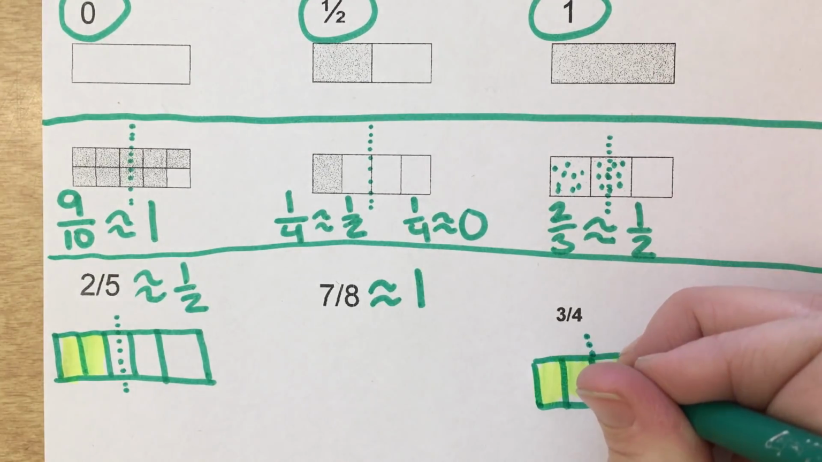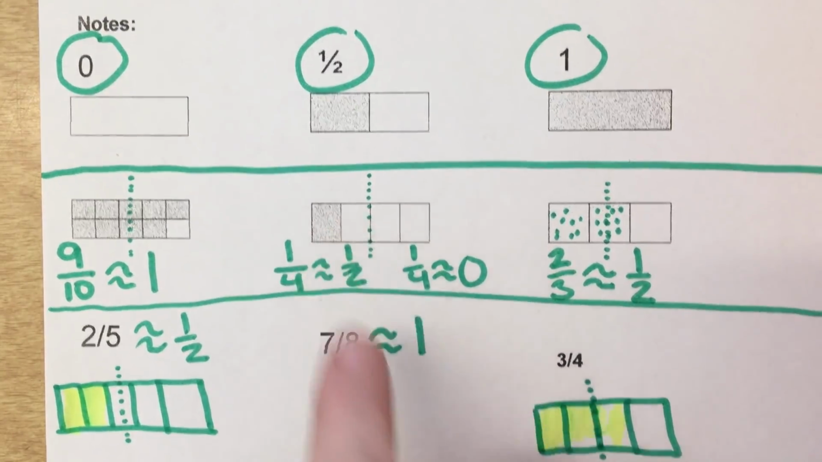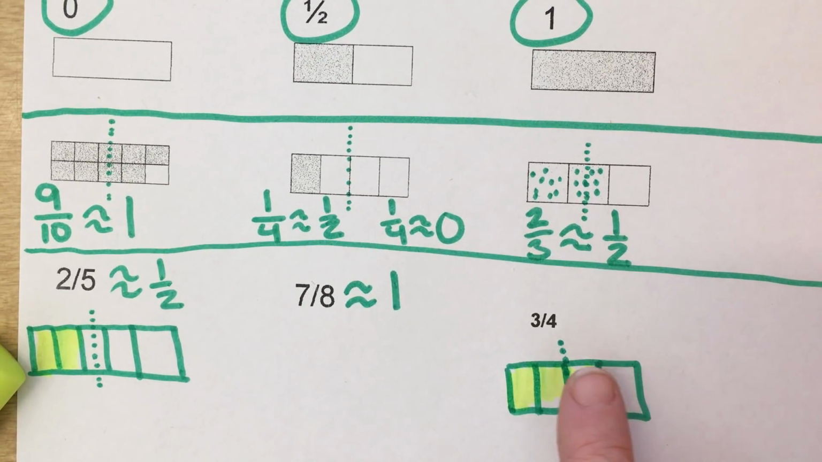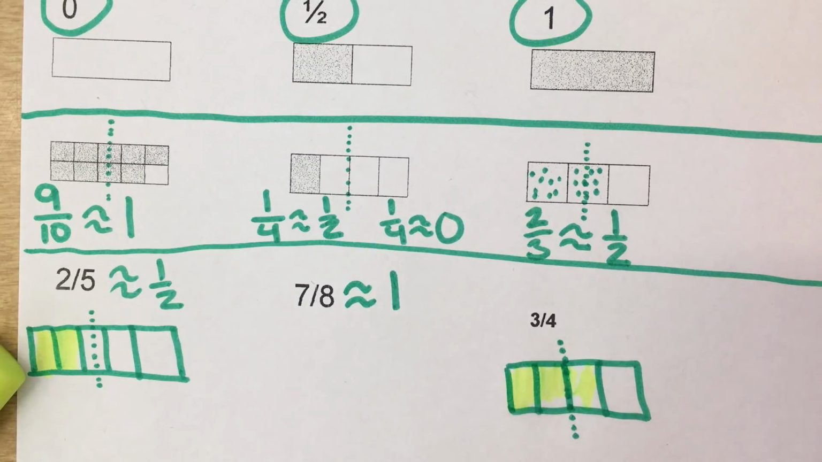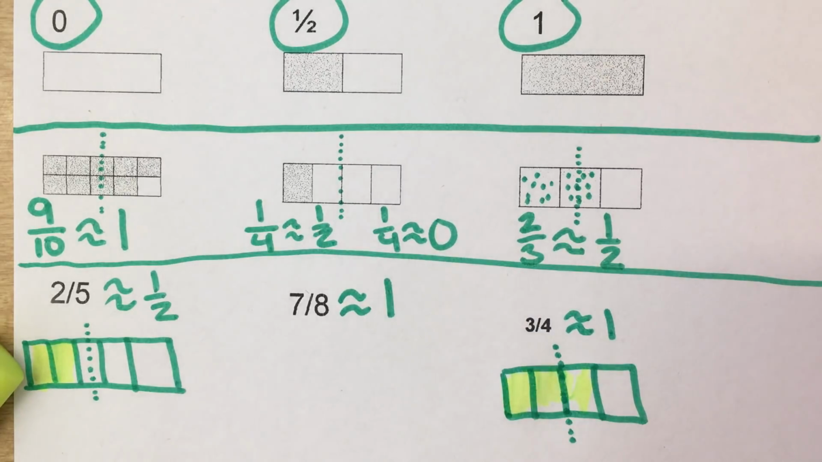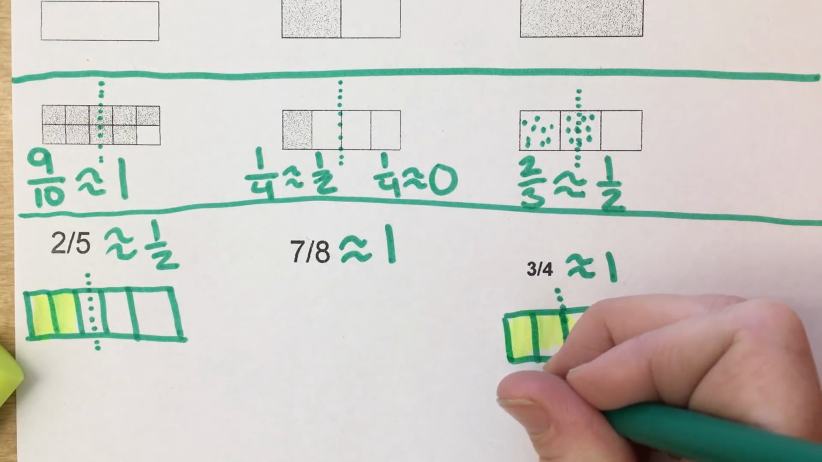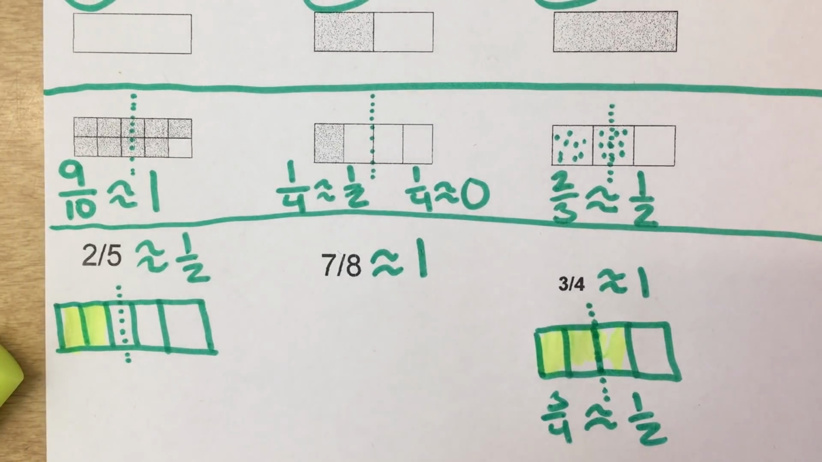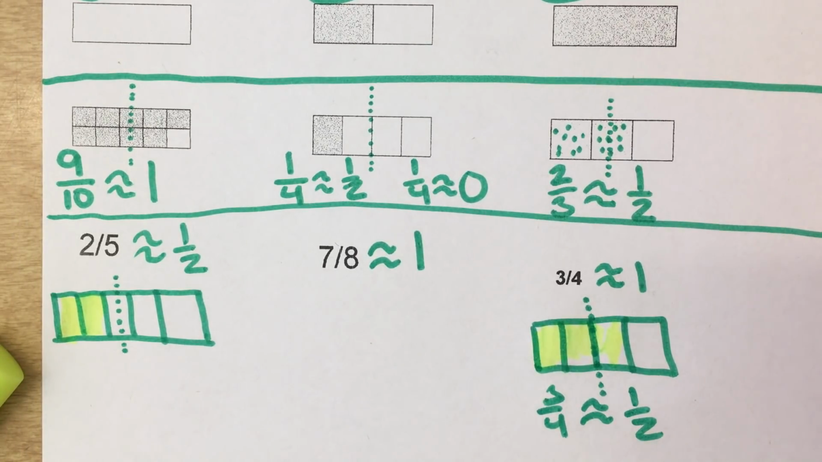But look at what the half is. This is kind of like that 1/4 up here. I'm 1 piece away from having a whole, but I'm also 1 piece too many to have half. So for this one, you could have said 3/4 is about 1, or 3/4 is about 1/2. Either one would be an acceptable answer.